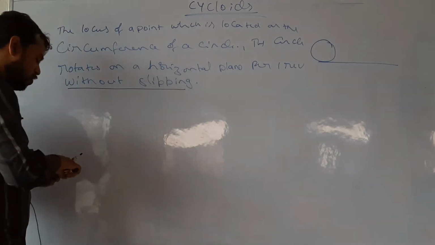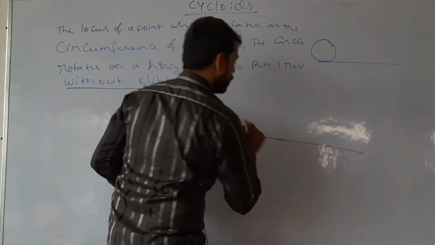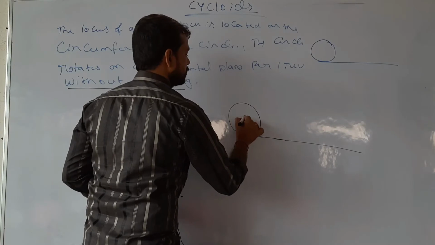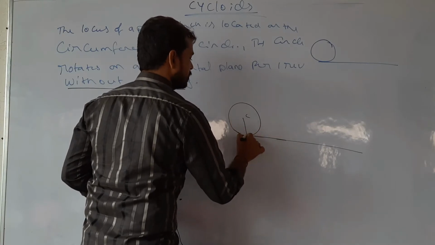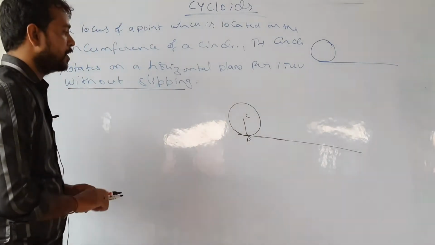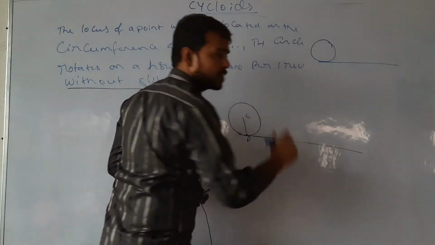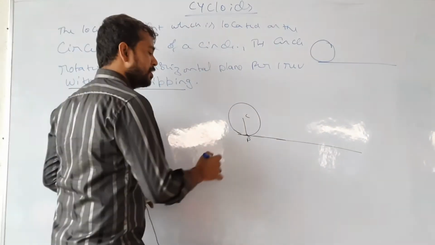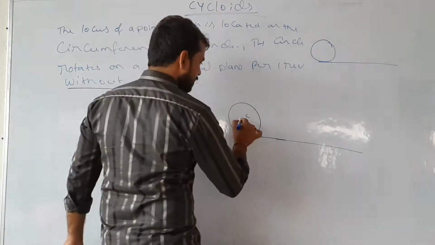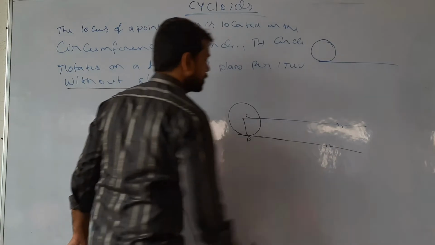Suppose there is a horizontal line and a circle. Let us say this is the center point, this is the radius, and this is the point P. Now this circle is rotating on a straight line without slipping. If this circle rotates without slipping, the locus of the center C will not change, it will be parallel to the straight line itself.